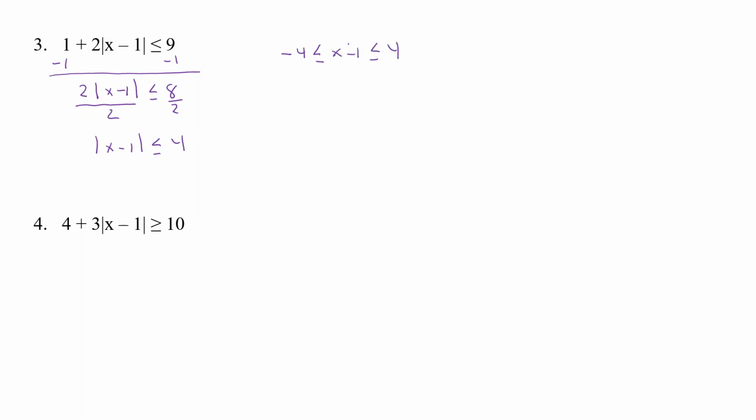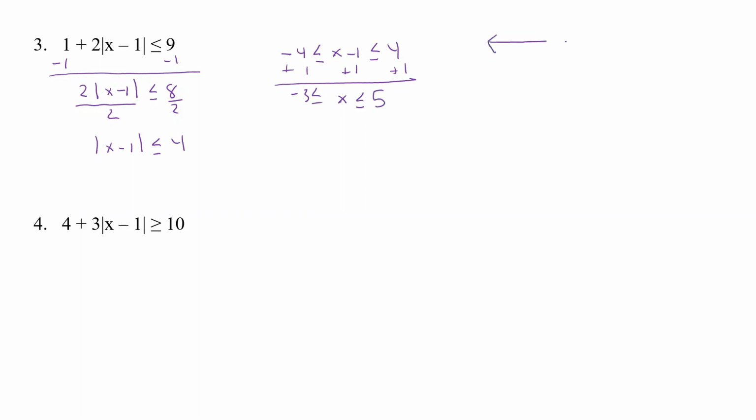Now we have to solve for just the single variable in the middle, which is x. So to do that, we have to add 1 to all 3 parts. And so -4 plus 1, -3, less than or equal to x, less than or equal to 4 plus 1 is 5. Okay, so now we graph this.